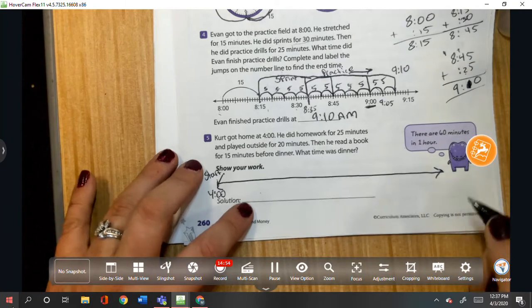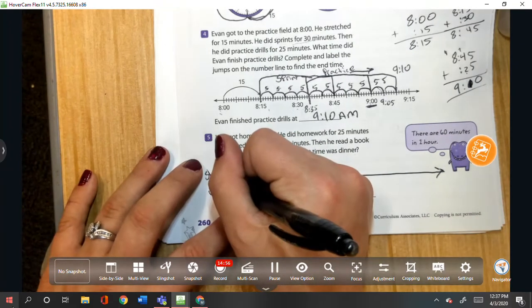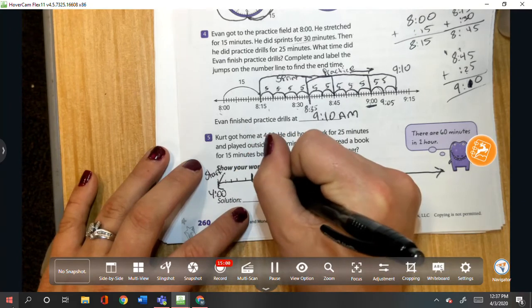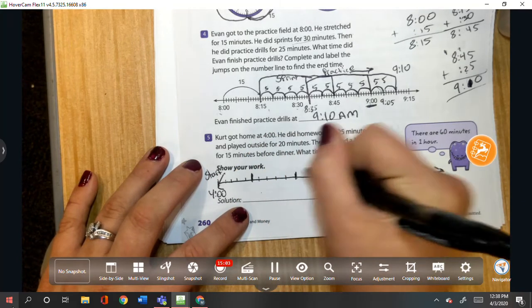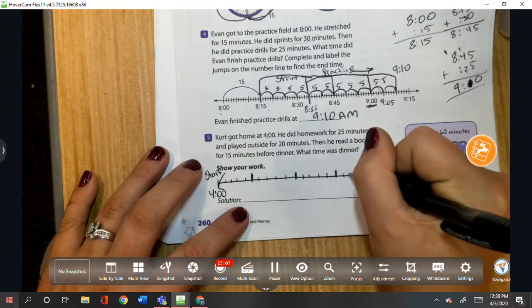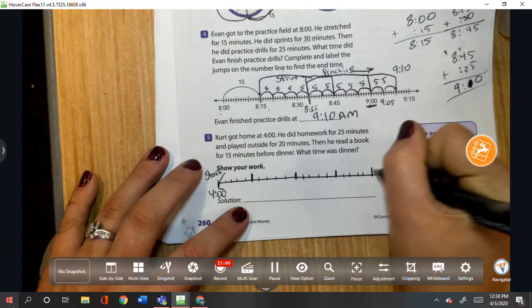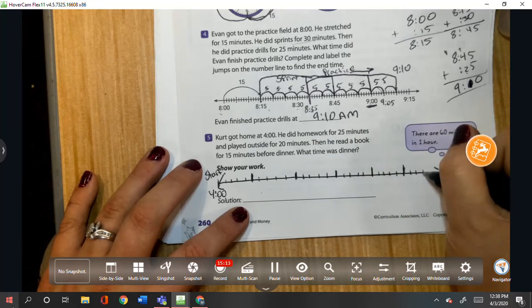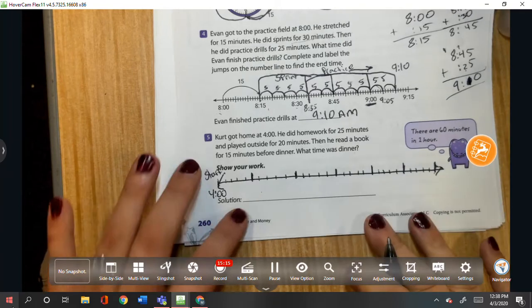All right, remember there's 5 minutes in our clock. So here's 1, 2, 3, 4, 5. And we'll repeat that for each interval around the clock. And hopefully that'll be enough for him.